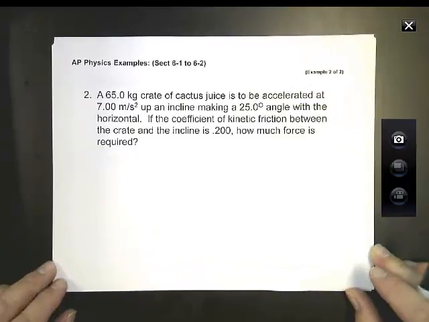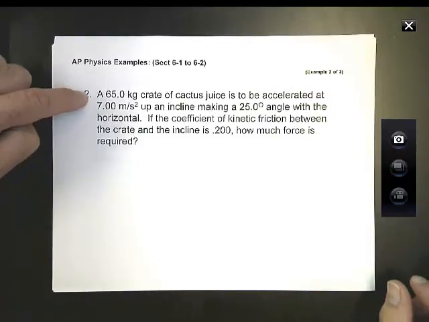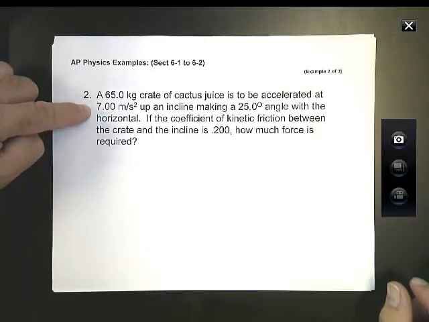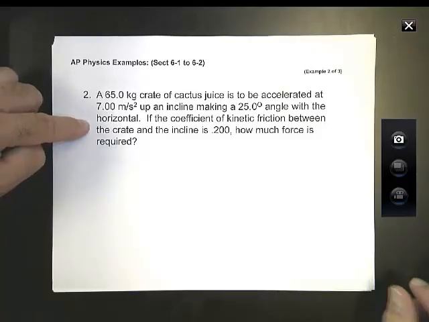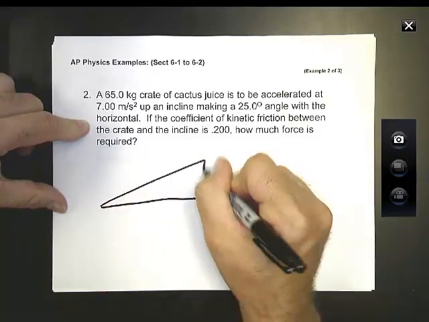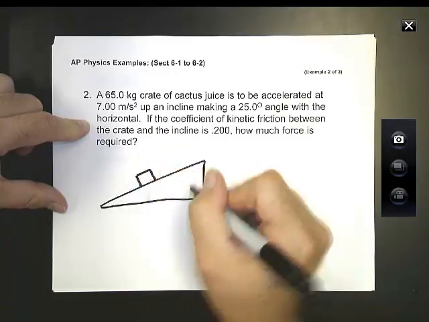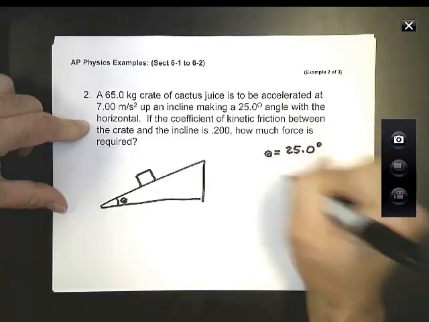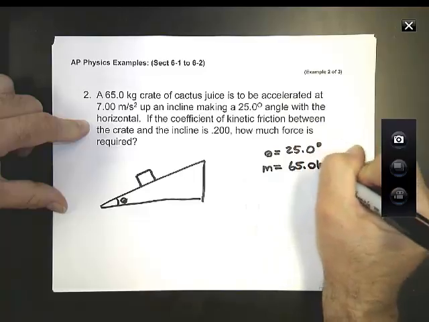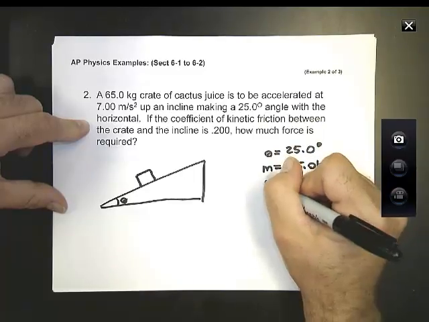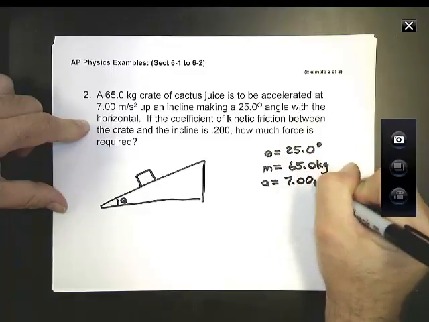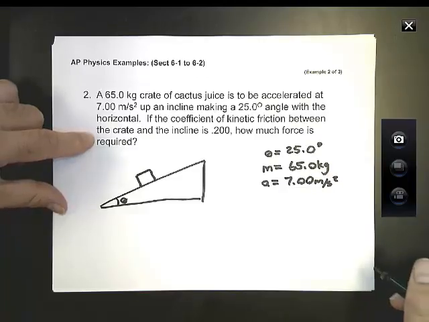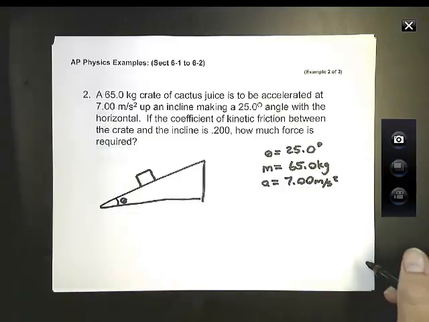All right, here's a problem from my wife. She said, cactus juice. So I've got a 65 kilogram crate of cactus juice to be accelerated at 7 meters per second squared up an incline, making an angle of 25 degrees with the horizontal. Okay, and we have an acceleration up the incline of 7 meters per second squared. The coefficient of kinetic friction between the crate and the incline is 0.2. How much force is required?